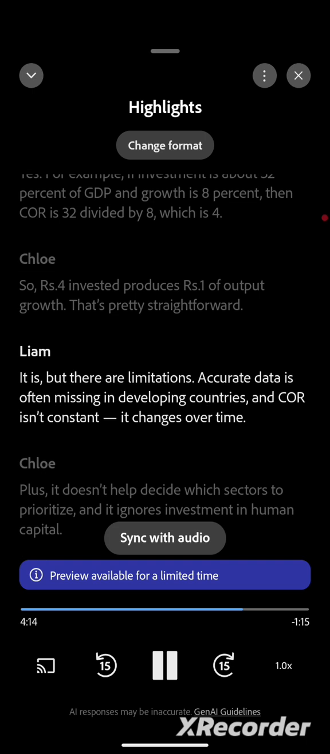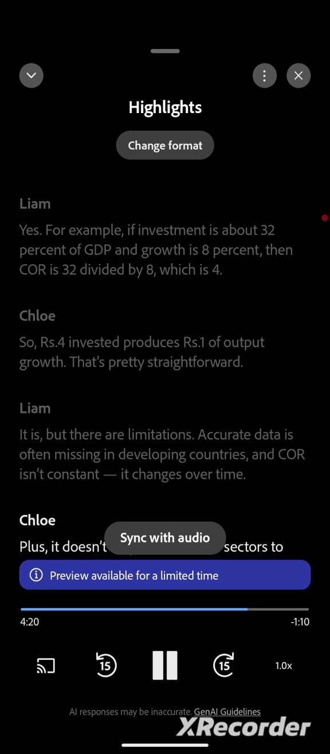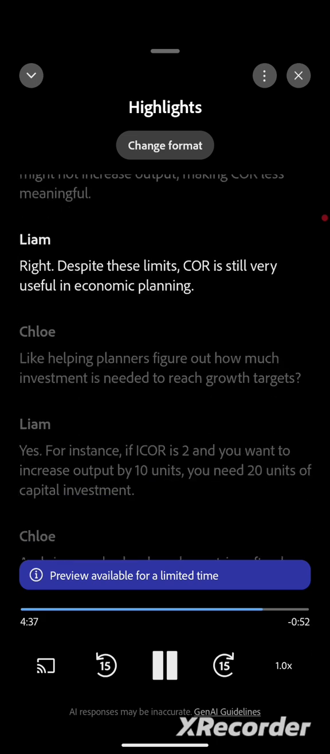Accurate data is often missing in developing countries, and COR isn't constant. It changes over time. Plus, it doesn't help decide which sectors to prioritize. And it ignores investment in human capital. Exactly. Also, it assumes supporting factors like skilled labor grow with capital, which isn't always true. And during economic downturns, more capital might not increase output, making COR less meaningful. Right.